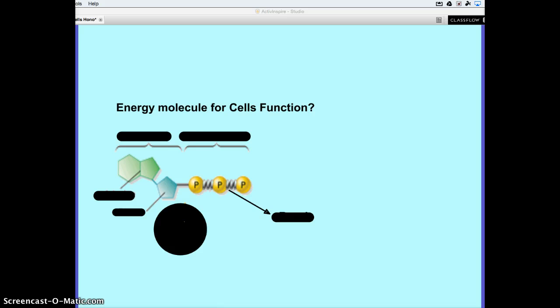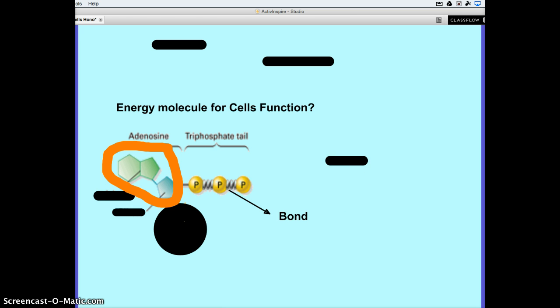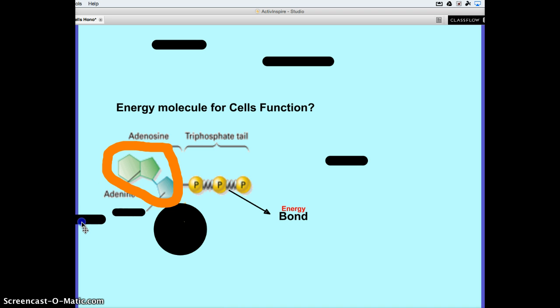All right, so what is this molecule? ATP. What's it used for? Energy. Okay, energy for what? All cell functions. So right here, these two things, if you want me to circle them, I will. That's adenosine. What's this? Triphosphate. What's this silver thing? Bond full of energy. Let's add the word energy there. And then what is the green? Adenine. What is the blue? Ribose. And the whole molecule? ATP.